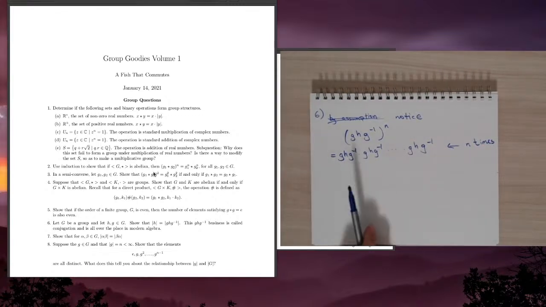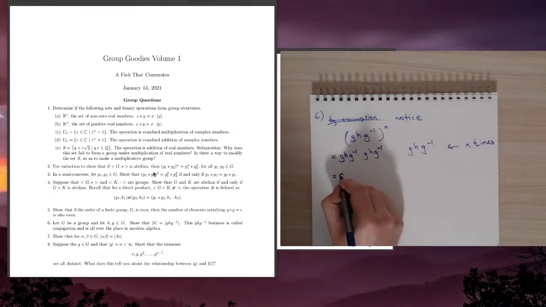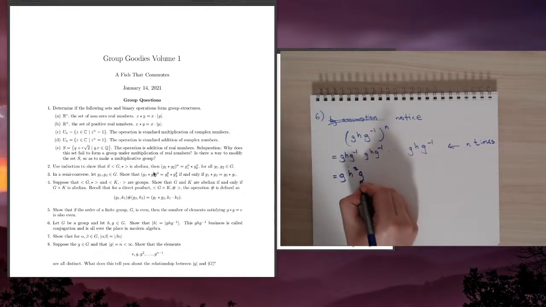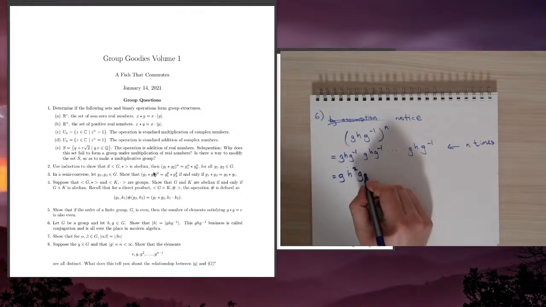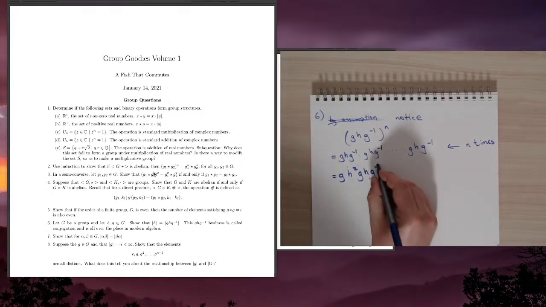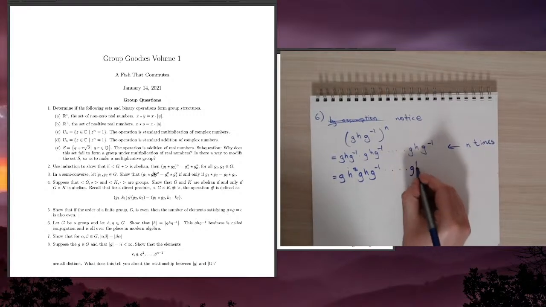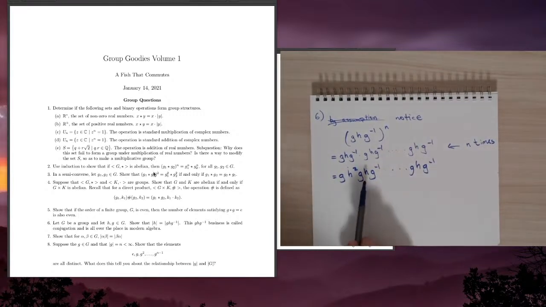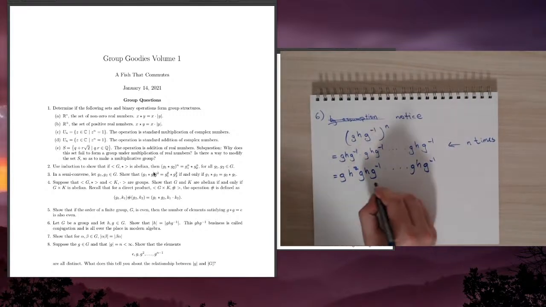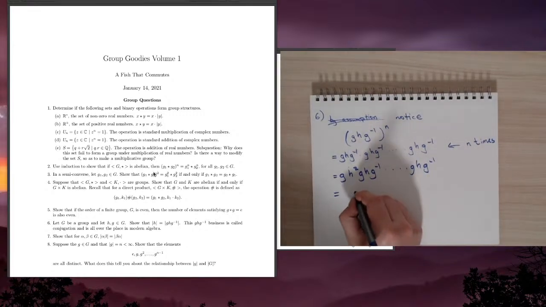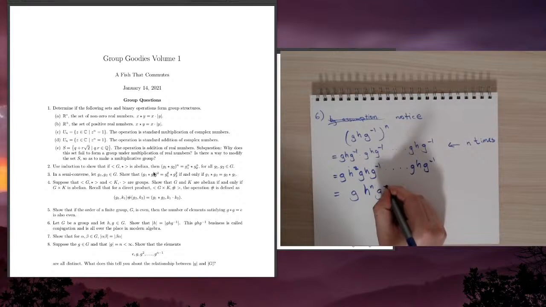But notice what's going to happen here. This is going to telescope. We have a G inverse followed by a G. So this first part is going to be GHG inverse, then another GHG inverse, dot, dot, dot, GHG inverse. You continue this telescoping all the way through, and what you have left is G times H to the n times G inverse.